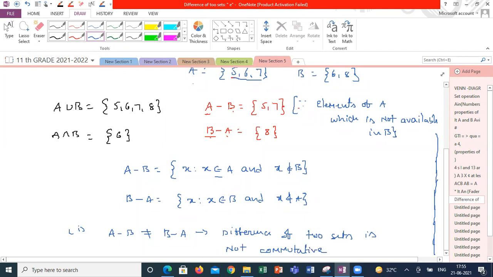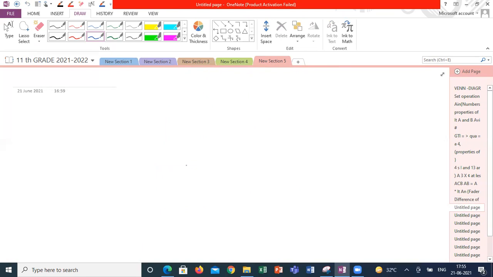The same as associative, which I can also explain. So we will do one question based on this. With this, we'll try to close. Tomorrow we'll discuss the Venn diagrams.